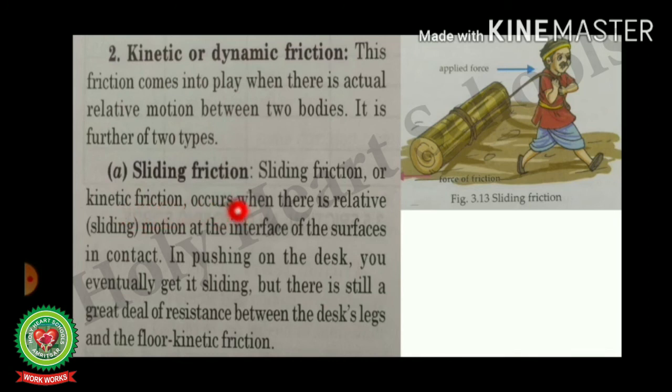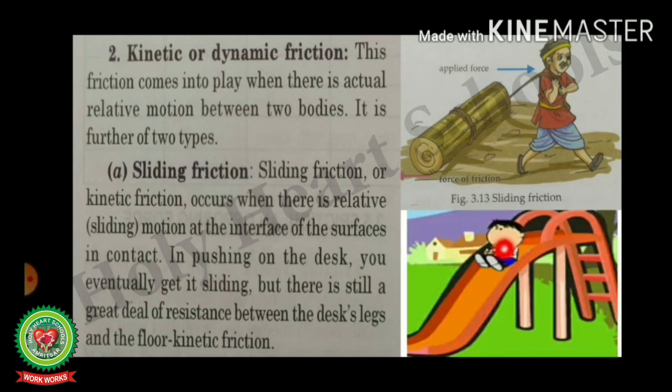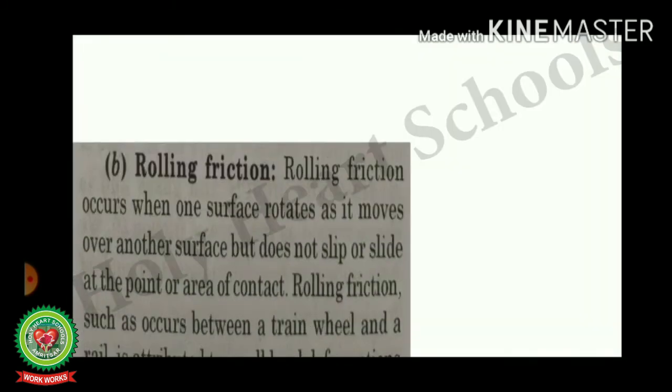Kinetic friction occurs when there is relative motion at the interface of the surfaces in contact. Means when two surfaces are in contact with each other. In pushing on the desk, you eventually get it sliding. But there is still a great deal of resistance between the desk's legs and the floor, kinetic friction. This is another example of sliding friction. Next is rolling friction.